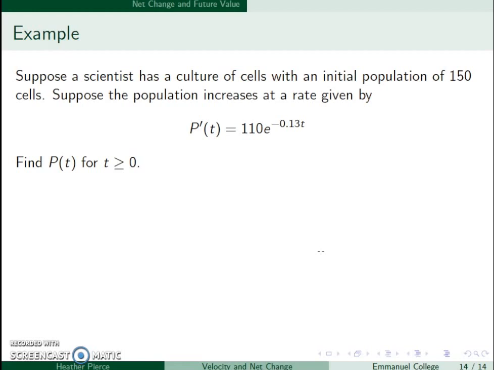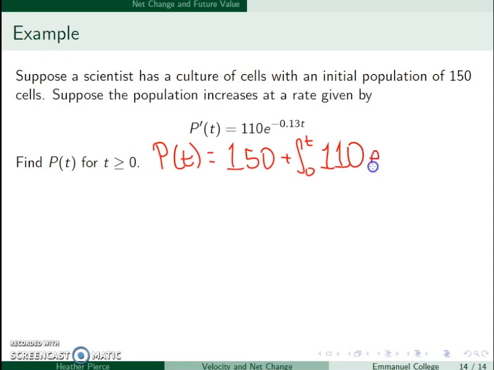So for example, suppose a scientist has a culture of cells with an initial population of 150 cells. Suppose the population increases at a rate given by this function. We want to find p of t. So according to the last slide, p of t is going to equal our initial population, which was 150, plus the integral from 0 to t of p prime of x. So we have 110 e to the minus 0.13, and we switch over to the variable x, dx.